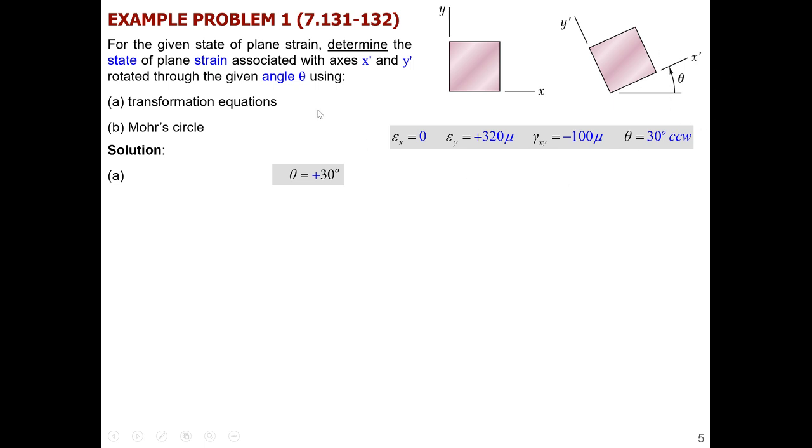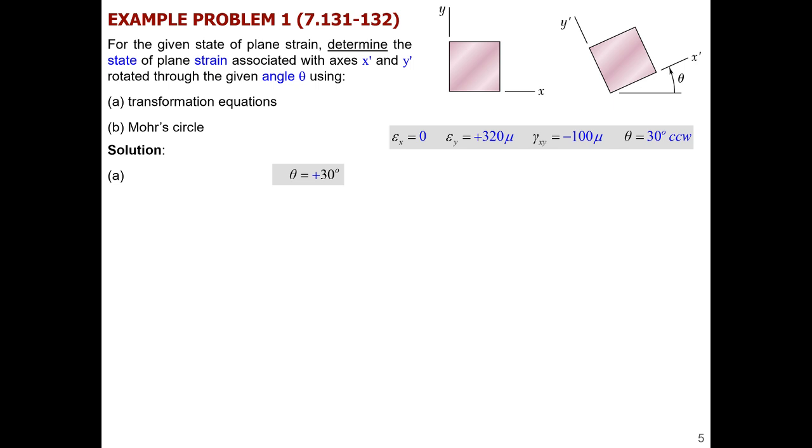And of course, we want to calculate how this state of strain will be redefined, how these components will be written in this new coordinate system with a given angle. So what we are asked to do is to do it first through the equations of transformation, and then by looking into the Mohr circle. Okay, let's start from the simple one, from the equation of transformation. So then we basically will just use this system of equations to calculate the values for epsilon x prime, epsilon y prime, and gamma x prime y prime.